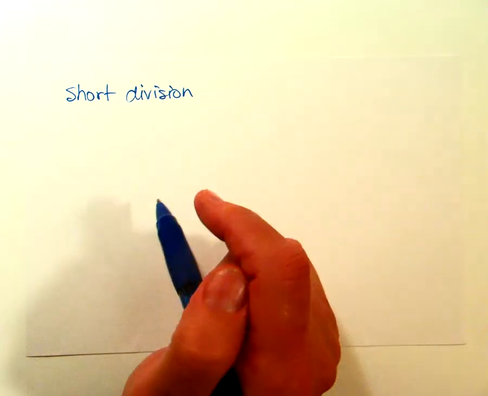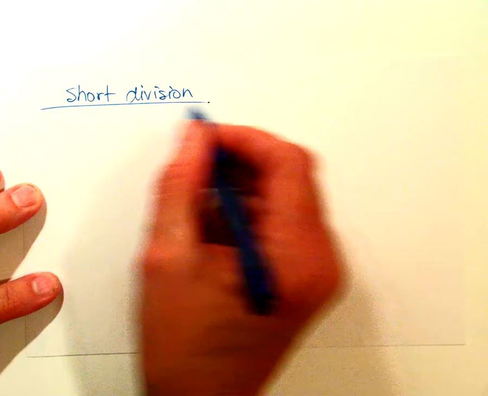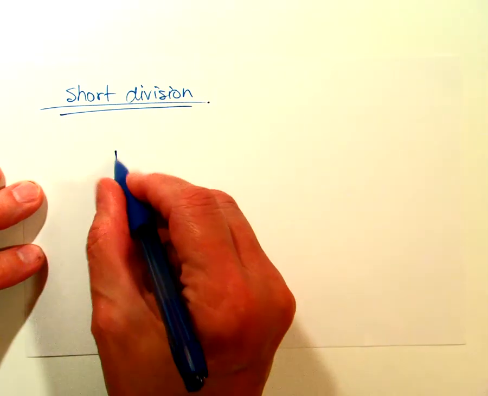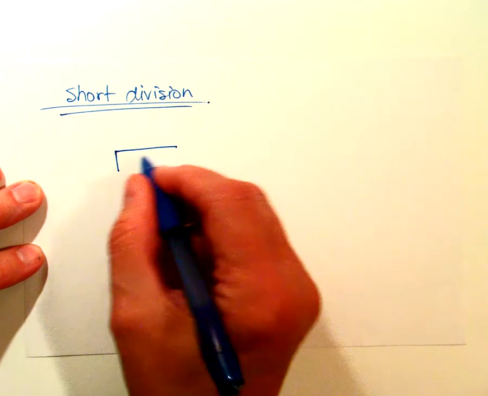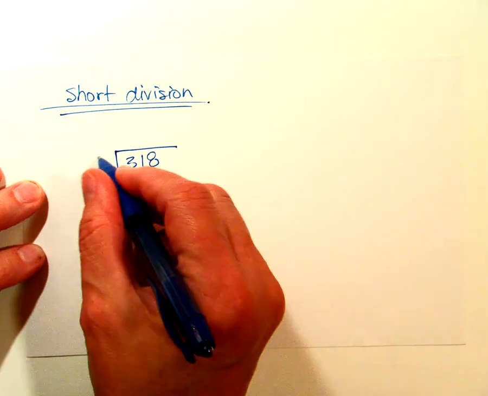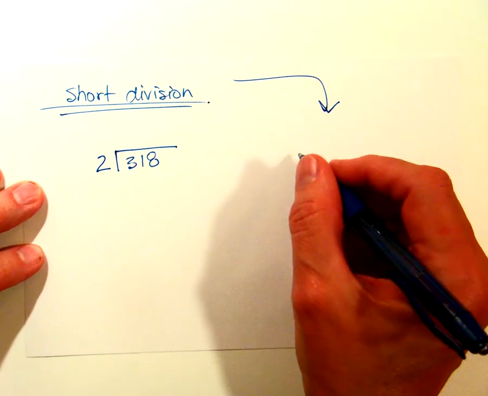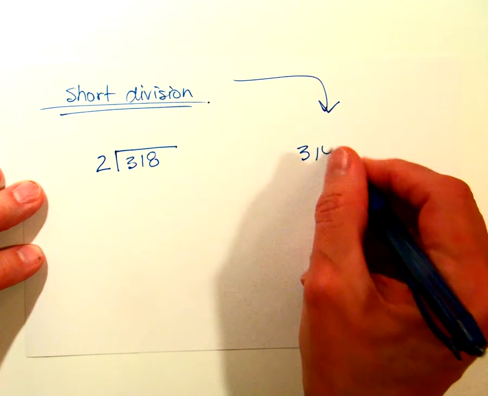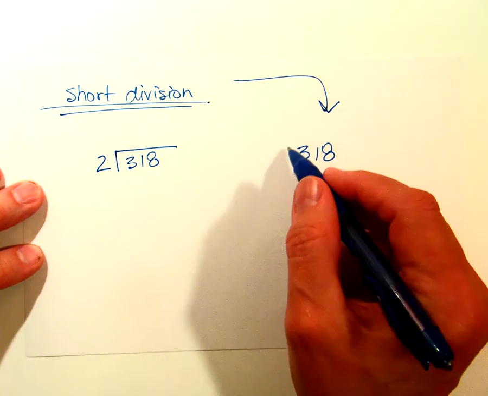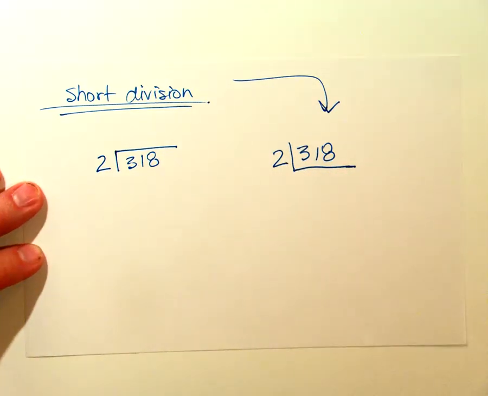So let's start with comparing what's short division and what's long division. Okay, regular long division. I want to divide 318 by 2. Okay? That's long division. Here's the short division. I'm still going to write 318 in a division sign, but it's going to be upside down. How clever. And I'll still put the 2 out to the side.